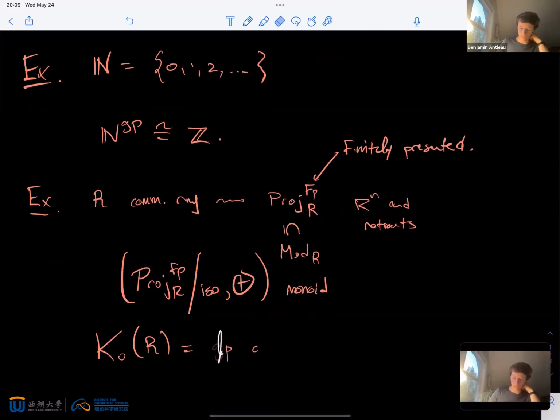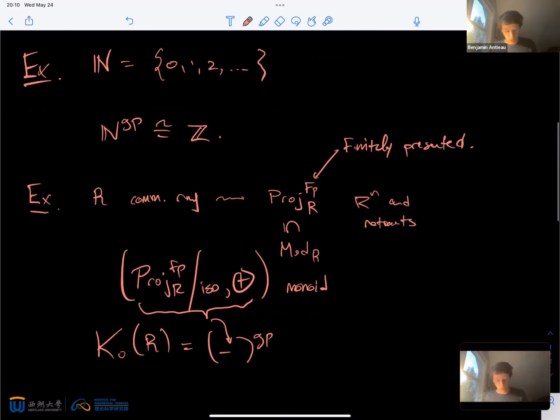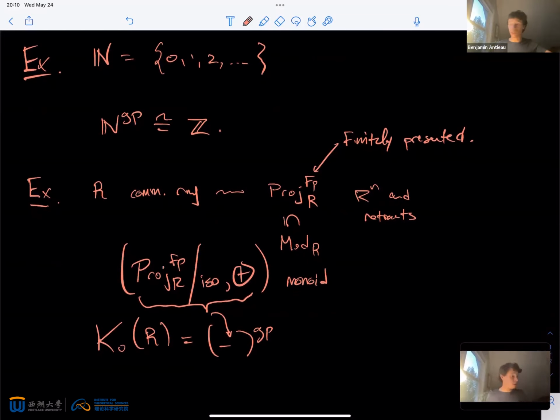Take that monoid and group complete it. Let me give a few examples of this process. Okay, maybe I'll come to examples in a second. So that's the definition of K0. And if K0 was just all there was, there wouldn't be much in this talk.